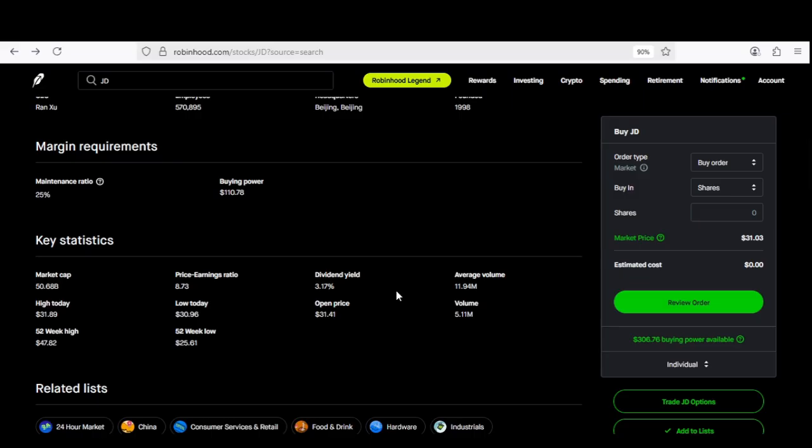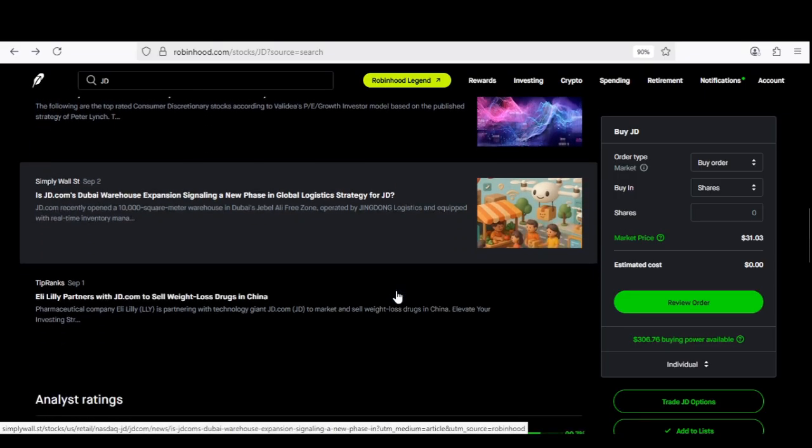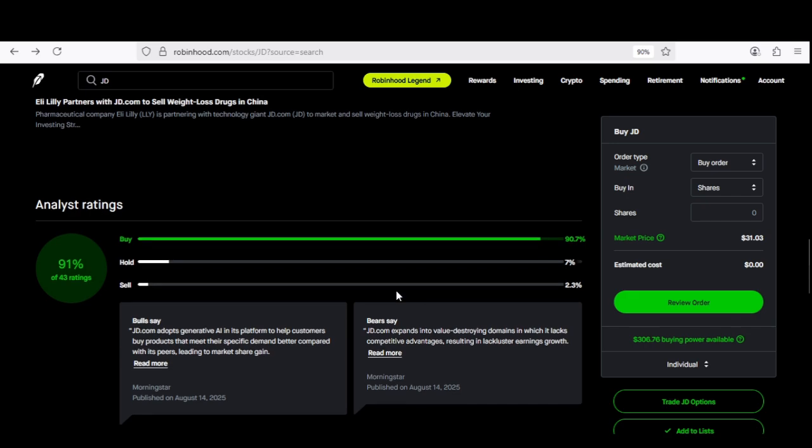So this is not going to be a good stock if you want to become a dividend investor. Now let's go ahead and scroll down even further and see what the analysts have to say about this stock before we get into the option strategies.